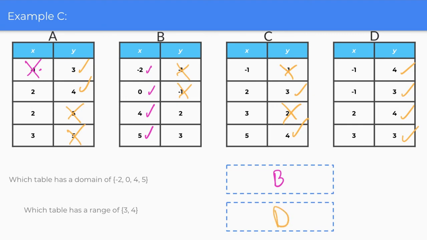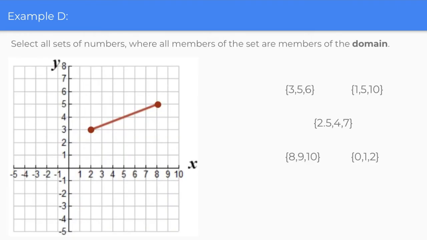Now let's take a look at example D. Here we are in example D, and it says select all the sets of numbers where all the members of the set are members of the domain. So that's very tricky the way that they've worded that, but what they're essentially asking us to do is, they've got a line on the graph that goes between 2 and 8.